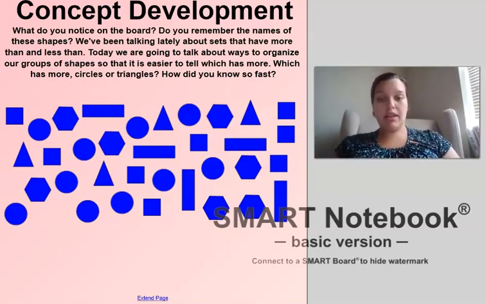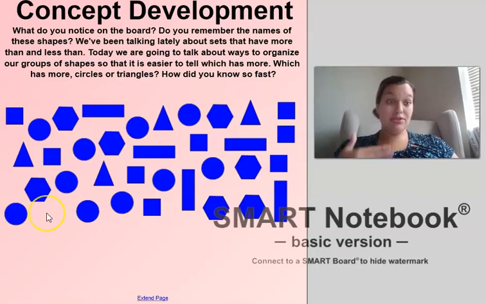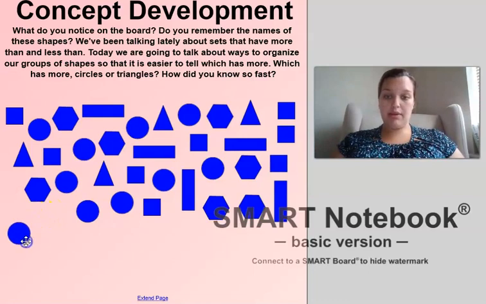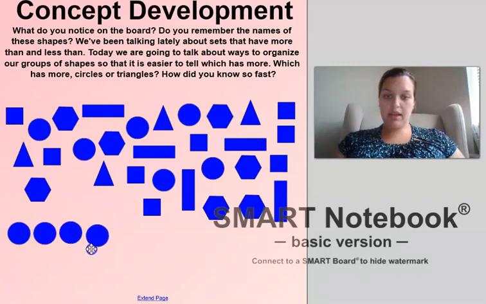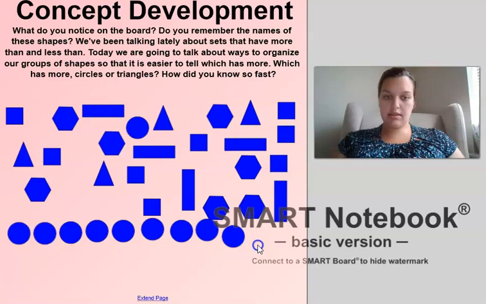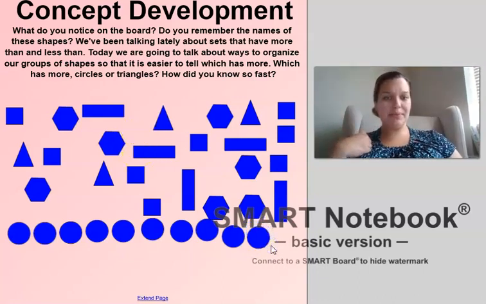So we have to figure out which group of shapes has more. The first problem we're going to do is circles and triangles. So rather than go through and count all the circles and triangles, we're going to pull them out, and we're going to put them into our line like we have been. You can help me count if you'd like. 3, 4, 5, 6, 7, 8, 9, 10. Did I grab all my circles out?